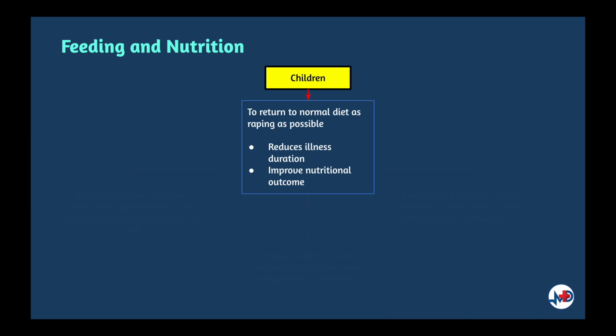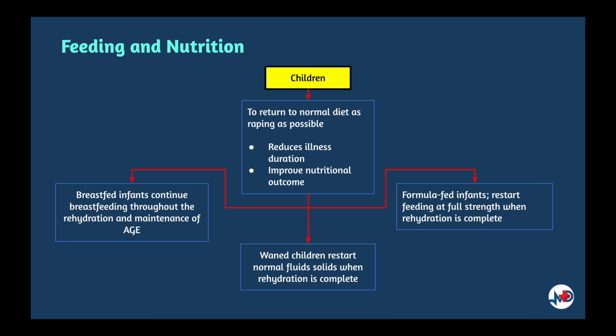How about feeding and nutrition? So in general, children with gastroenteritis should be returned to a normal diet as rapidly as possible. Early feeding reduces illness duration and improves nutritional outcome. Breastfed infants should continue to breastfeed throughout the rehydration and maintenance phases of acute gastroenteritis.